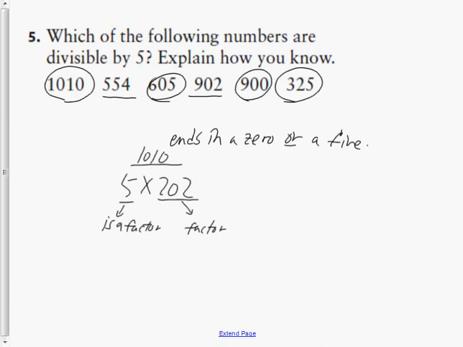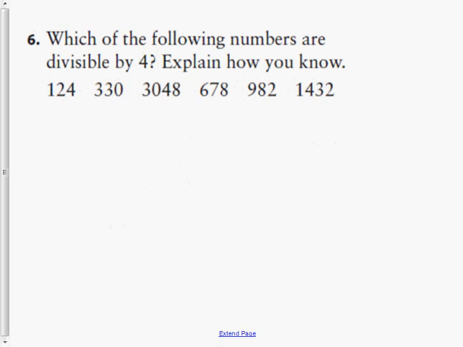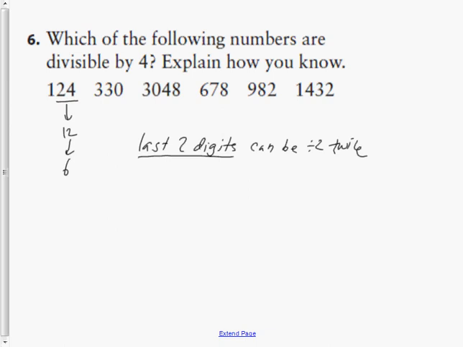Okay? Those are factors. Question 6 says, which of the following numbers are divisible by 4? The rule for 4 is the last 2 digits of the number, not the entire number, but the last 2 digits, can be halved twice, can be divided by 2 twice. So let's look at the first one. The last 2 digits are 24. If I divide that by 2, I get 12. Can I do it again? Yes, I can. I get 6.